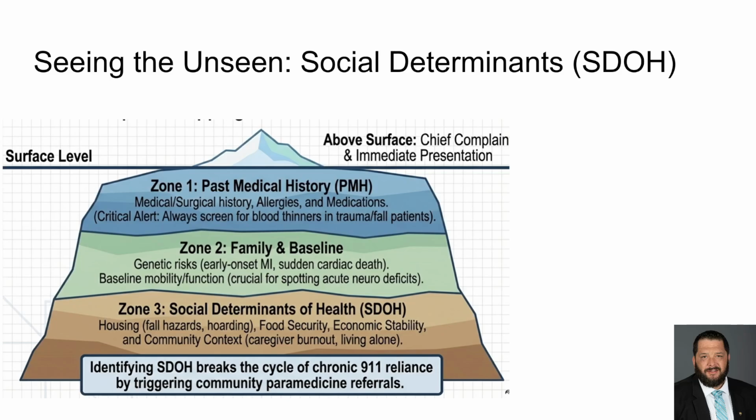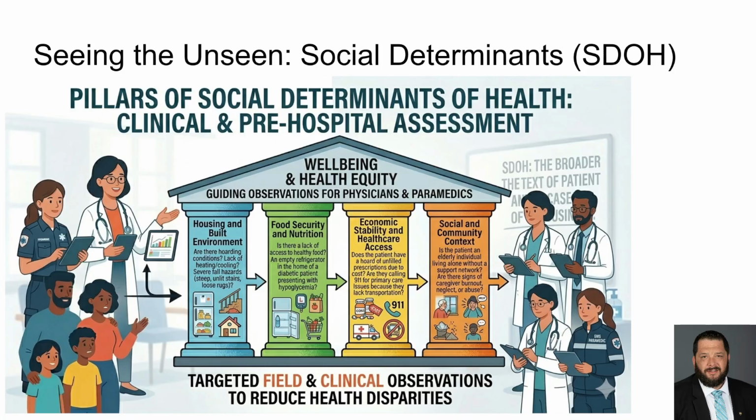When we look at social determinants of health, we're looking at things like housing and their environment. Do they have access to food? Do they have food security and nutrition? Their economic stability and healthcare access, and their social and community context. Each of these things can contribute to the overall patient's condition and presentation, and furthermore, it can contribute to their ability to recover post-discharge or post-event.